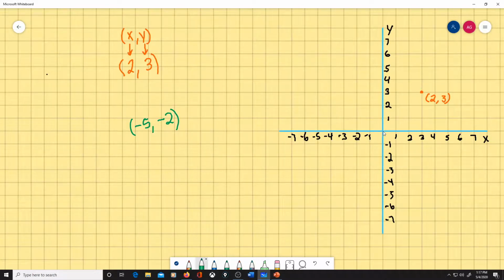So now I'm starting at 0. I know I have to go over 5. 1, 2, 3, 4, 5. And I'm going to go down the elevator 1, 2 spots, and I'm going to put a dot right there. And I'll label it -5, -2.